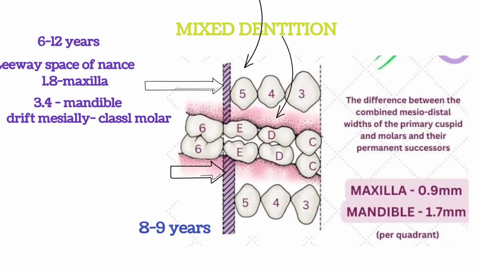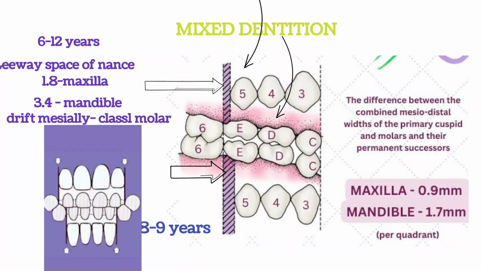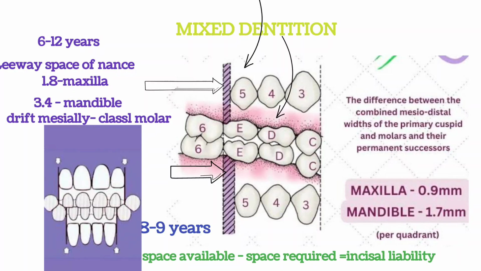At the age of 8 to 9 years, when anteriors erupt, crowding occurs for a short period. The difference between the space available and the space required to accommodate these large anteriors is known as incisal liability. This is overcome by an increase in intercanine arch width or labial inclination of permanent incisors.